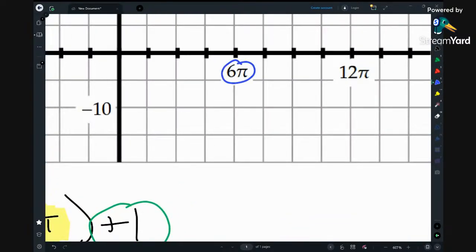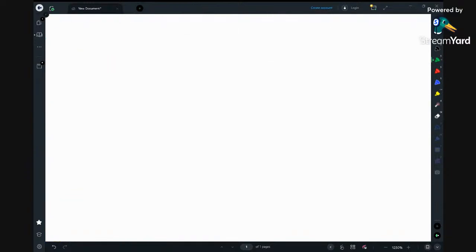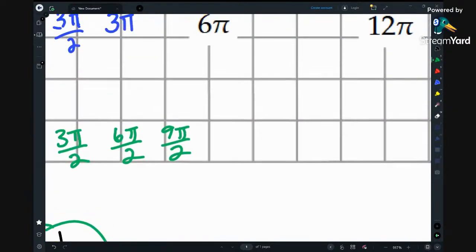This is 6 pi. Yes, it is. Halfway, divide by 2. Halfway there would be 3 pi over 2. And to remind you, this is what we're skip counting by. Meaning, I can go 3 pi over 2, 6 pi over 2, 9 pi over 2, 12 pi over 2.